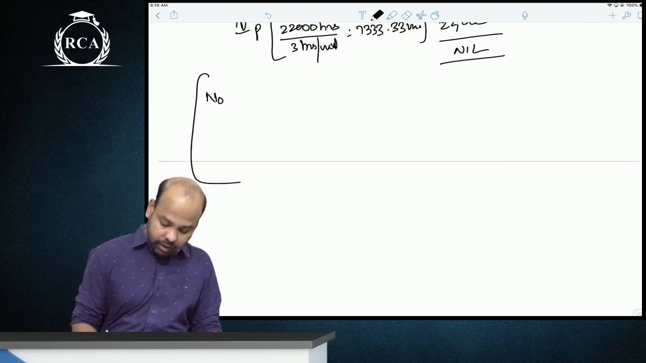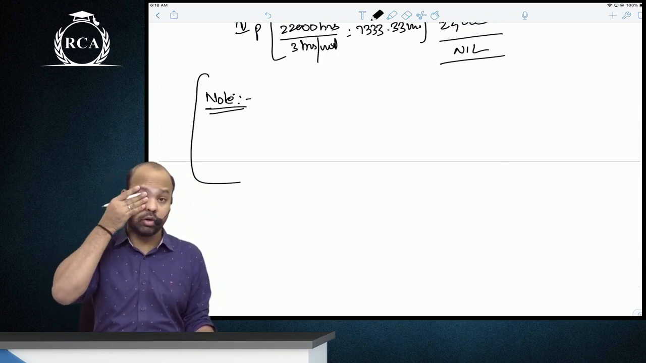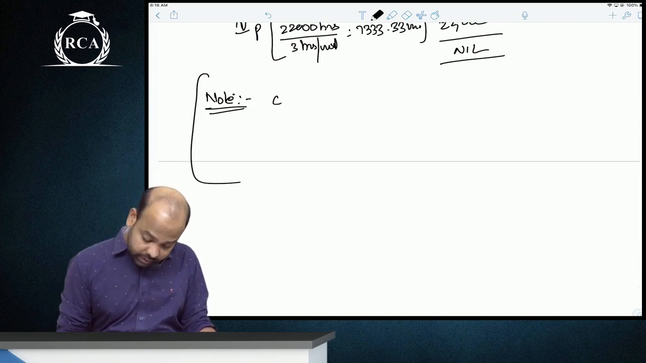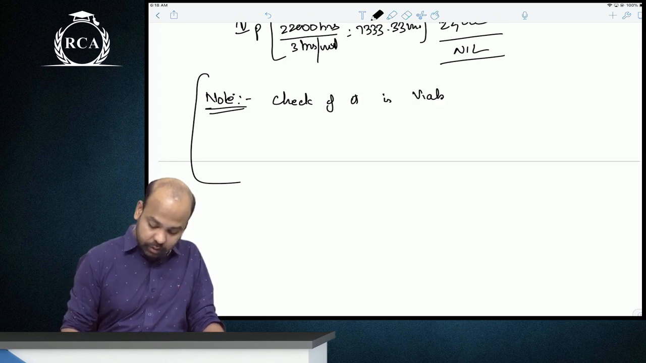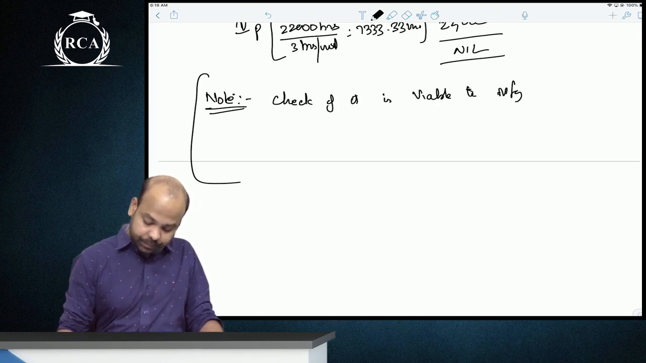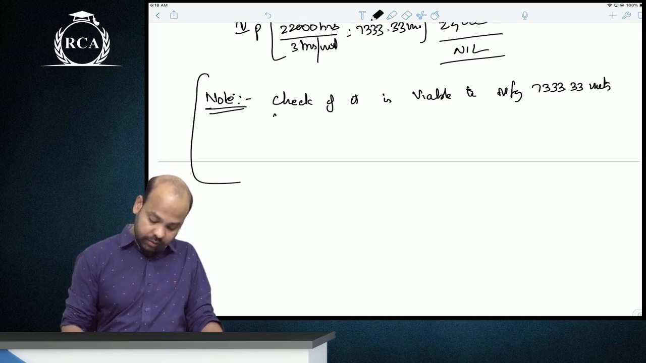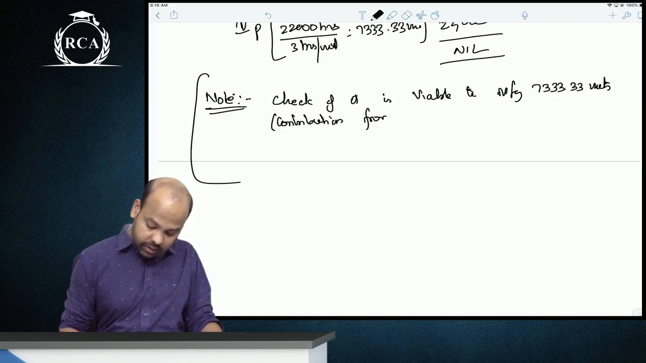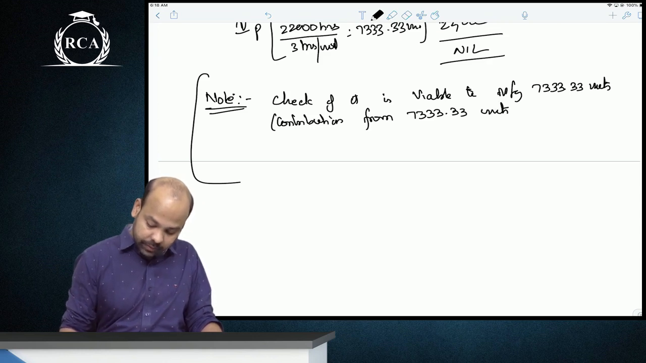But because we are not manufacturing the entire demand, whenever we are meeting a part of the demand, please check if it is worth meeting that demand or not. Will you be making profit or not? Because you still have to incur specific fixed cost. Check if it is viable to manufacture 7,333 units, that is, will contribution from 7,333 units recover specific fixed cost?